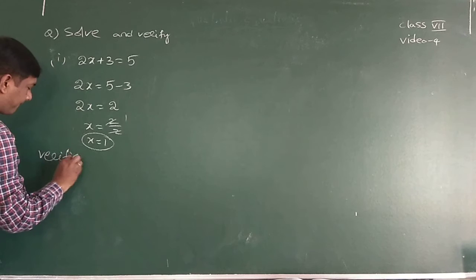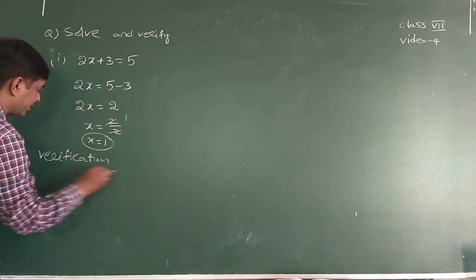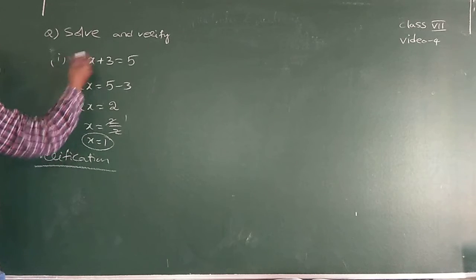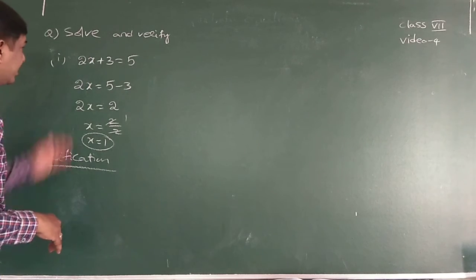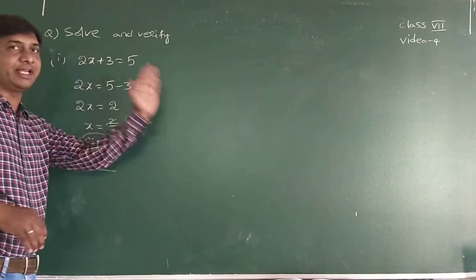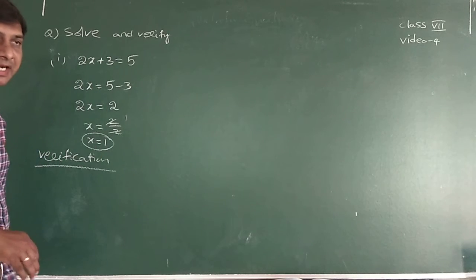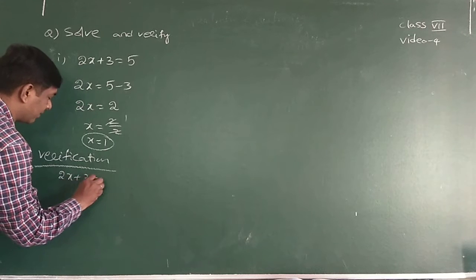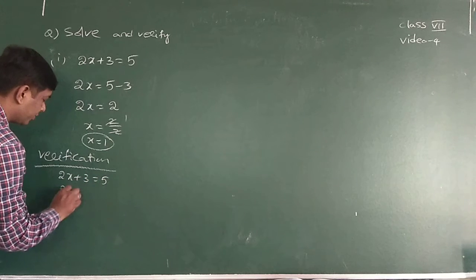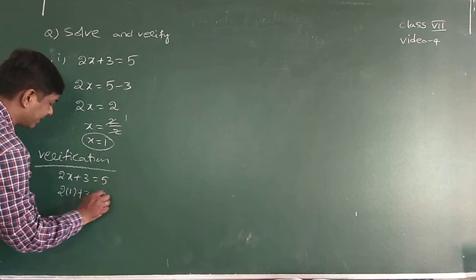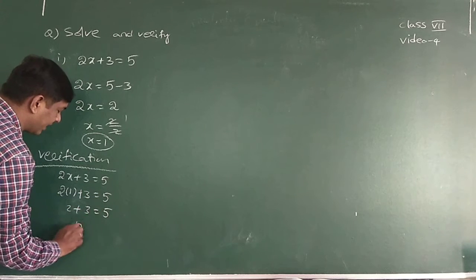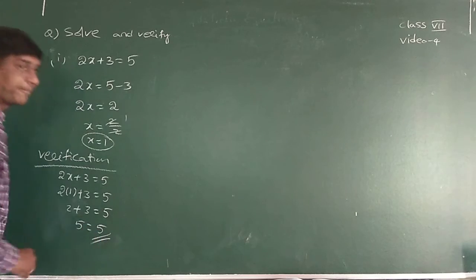Verification. Verification means substitute the value which you obtained in the given equation, to check whether it makes LHS and RHS equal or not. So 2x plus 3 is equal to 5. 2 into 1 plus 3 is equal to 5. 2 plus 3 is equal to 5. 5 is equal to 5.